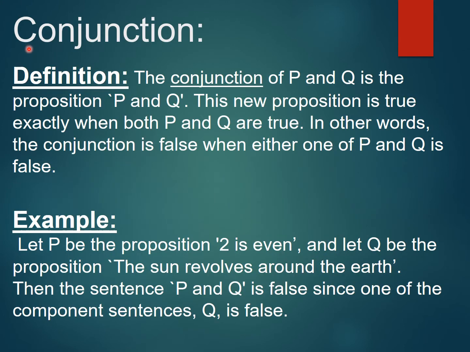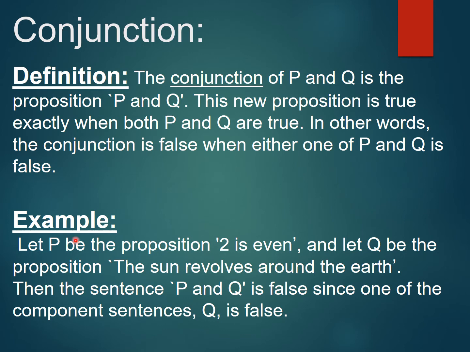Now come to conjunction. Defining conjunction: the conjunction of P and Q is the proposition P and Q. This new proposition is true exactly when both P and Q are true. In other words, the conjunction is false when either one of P and Q is false.